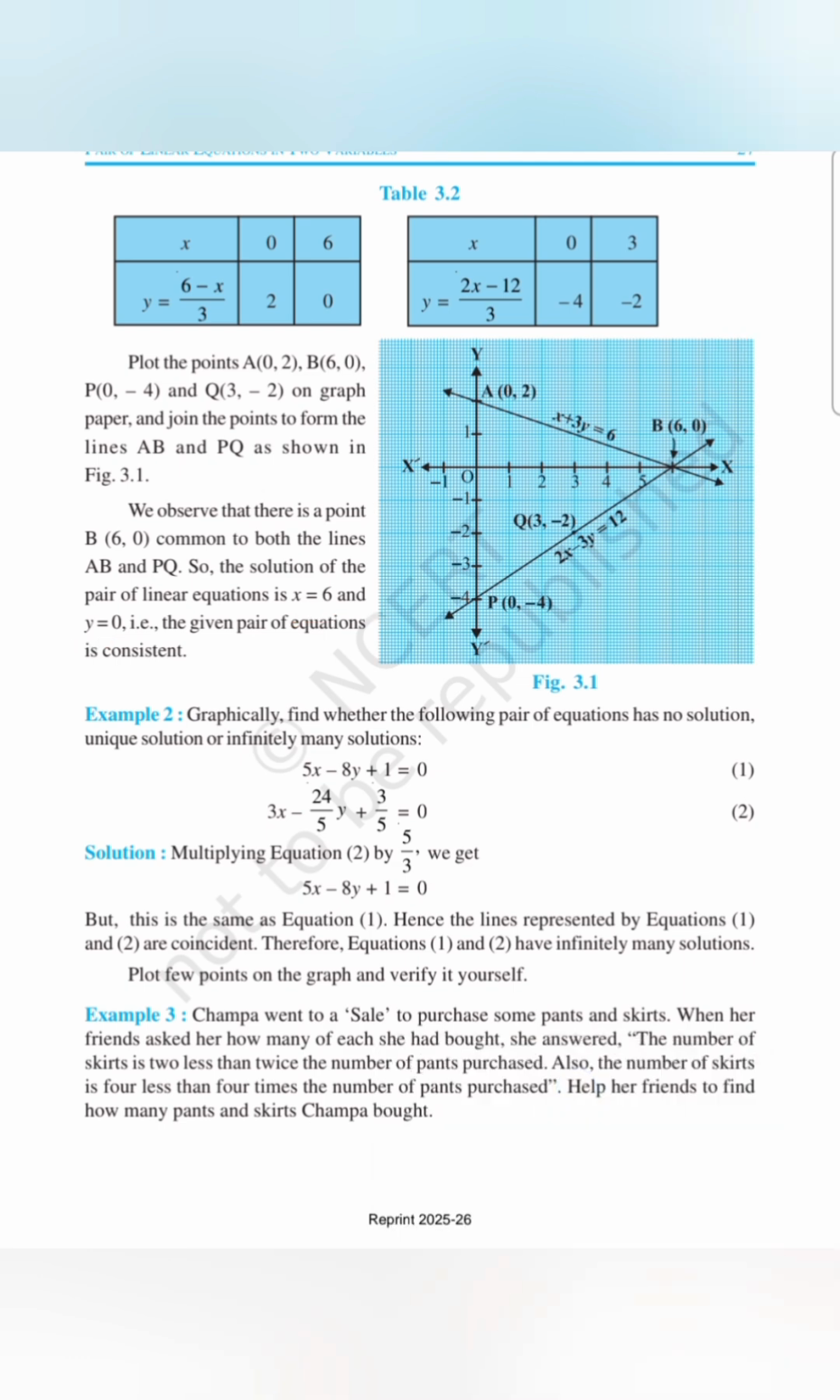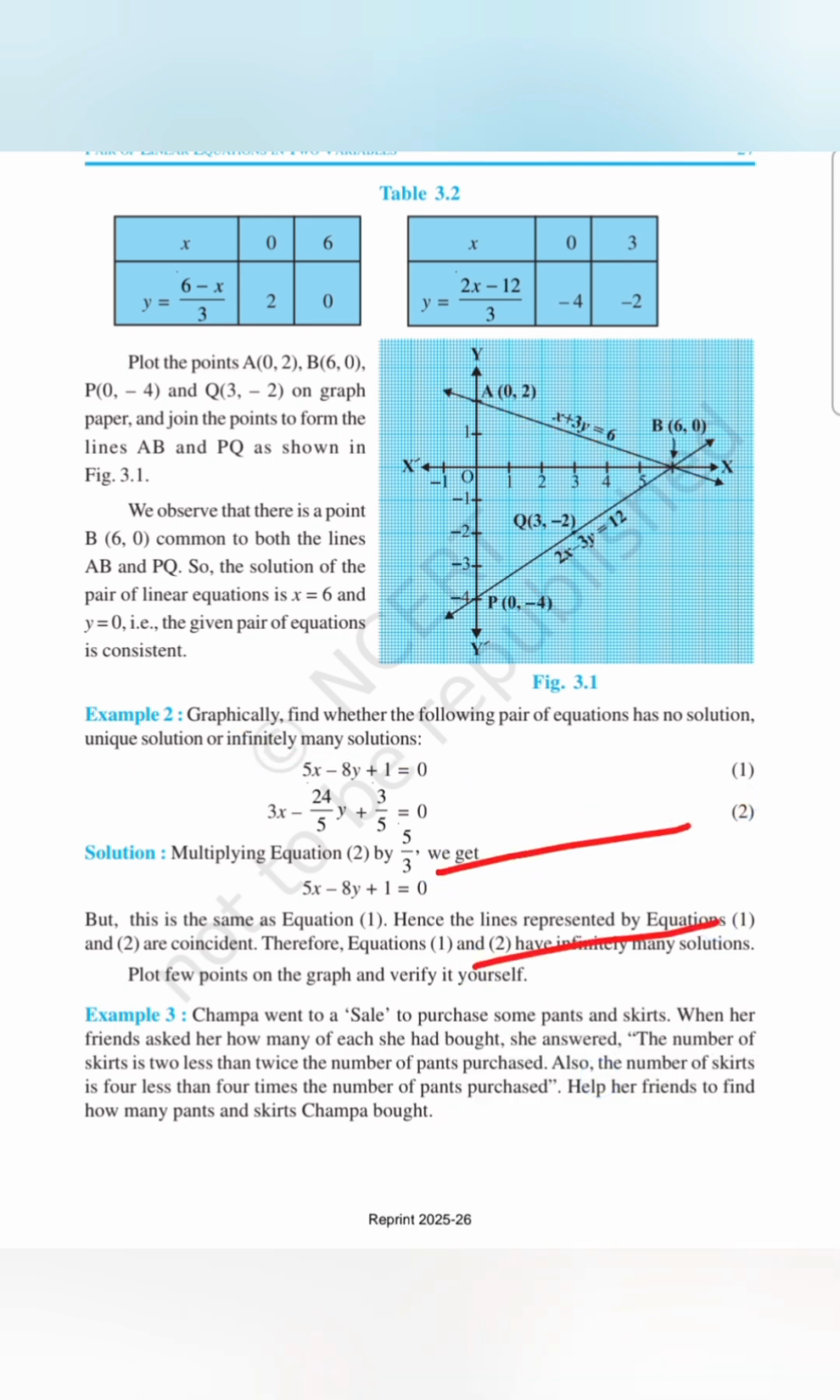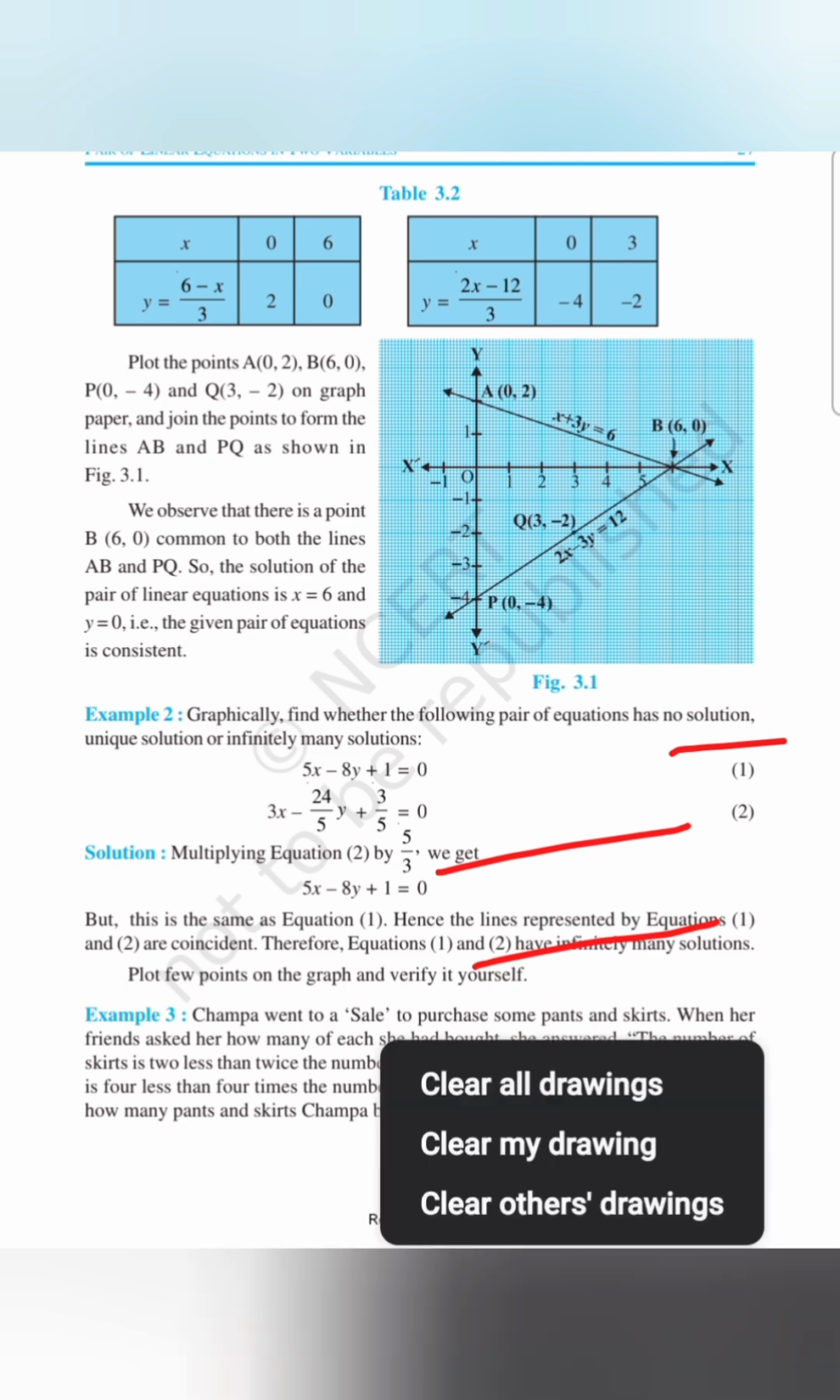Example 2: graphically find whether the following pair of equations has no solution, unique solution, or infinitely many solutions. See, if you draw the graph and if you find the lines intersecting at exactly one point, you can say it has a unique solution. If they lie on each other, if they coincide, you can say they have infinitely many solutions. Or if you draw the graph and if you get the lines as parallel, you can say they have no solution. So that's how you do this problem.